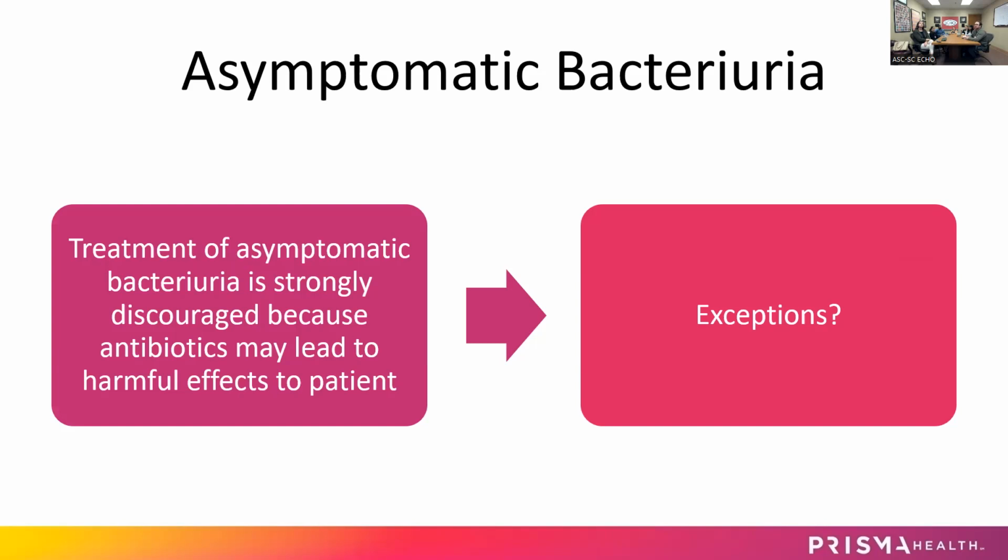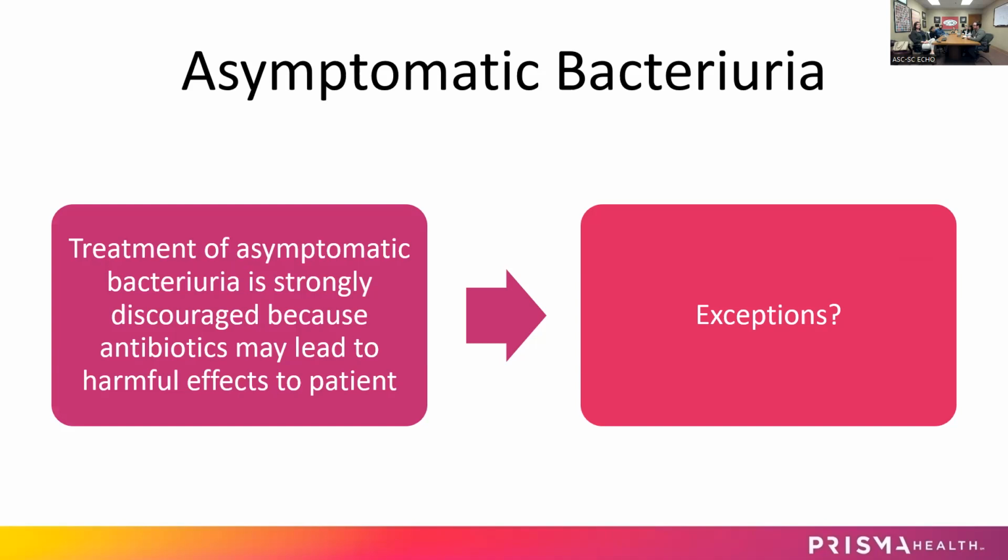C. diff is a big one. So if you have a patient with an asymptomatic urinary tract infection, you're giving them antibiotics for essentially no reason. You can potentially have a patient develop C. diff. Some other things you could see is induction of antimicrobial resistance, which is huge, especially with patients who have multiple exposures to antimicrobials. And then just some drug-specific adverse drug events as well. Now, I say most patients should not be treated for asymptomatic bacteria. There are a few exceptions to that.